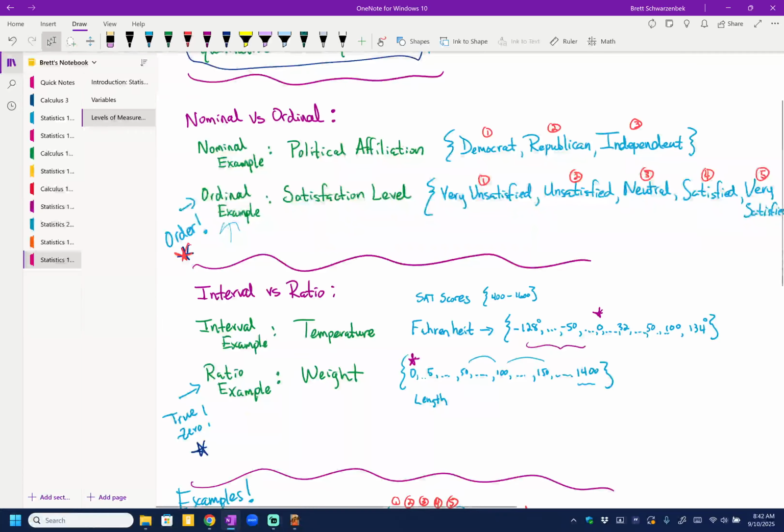So again, it's very simple. We don't have to get into crazy definitions. We just have to know ordinal versus nominal. We just have to check the order. That's it. If it's ordered, that means we're dealing with ordinal. If it's not, we're dealing with nominal.